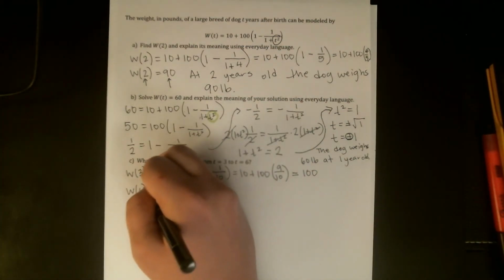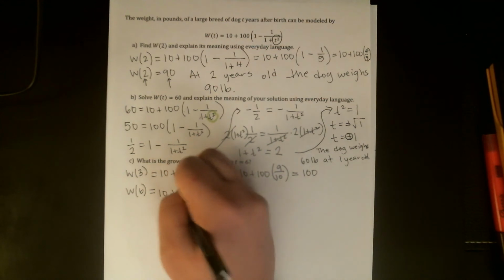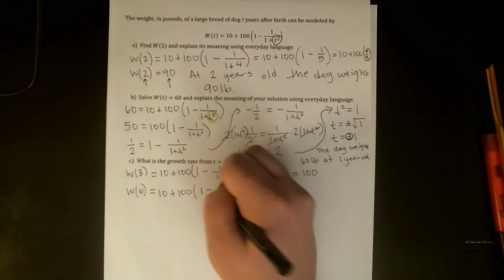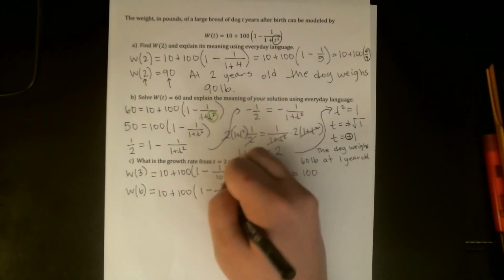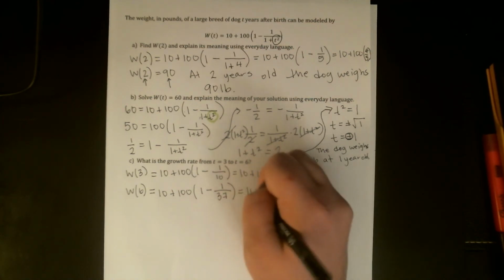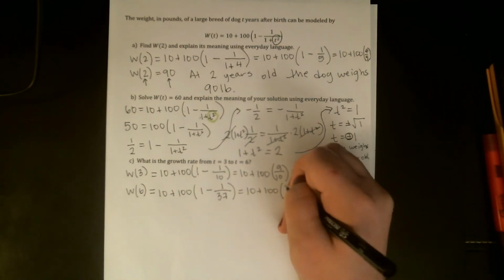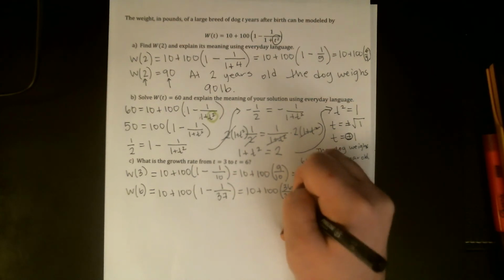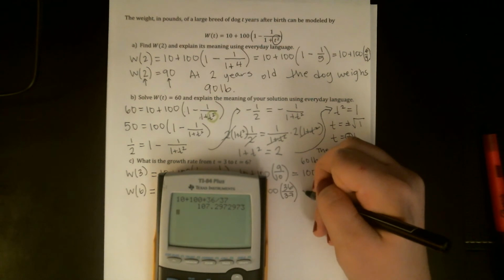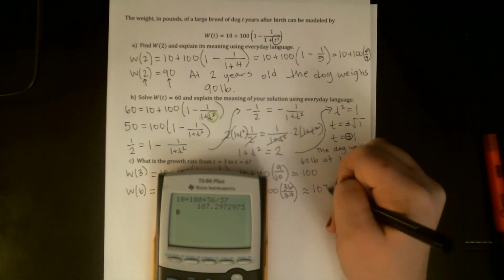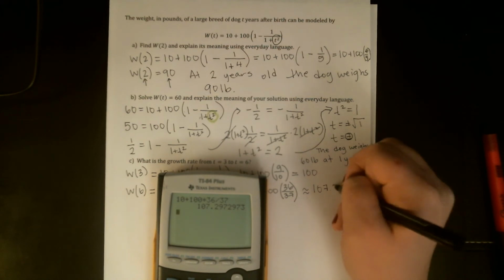Okay, let's check out what happens when we plug in a 6. We get 10 plus 100 times 1 minus 1 over. If our input is 6, we get 6 squared, which is 36, so 37. 10 plus 100 times 36 over 37. And that one doesn't work out quite so nicely, so I'm going to go ahead and convert it to a decimal. 10 plus 100 times 36 over 37, and we're getting approximately 107.297.